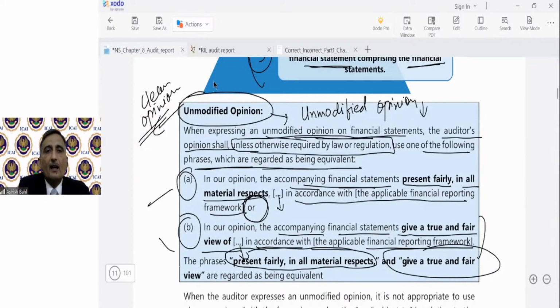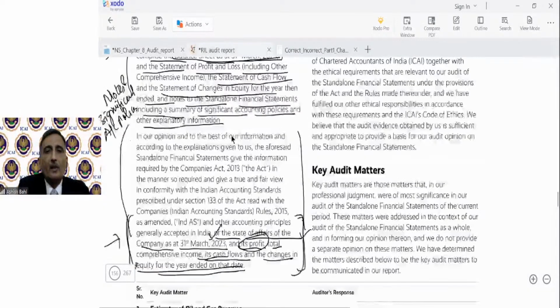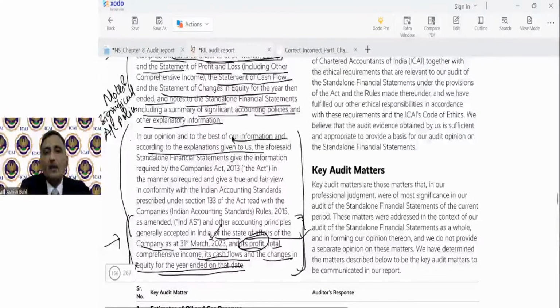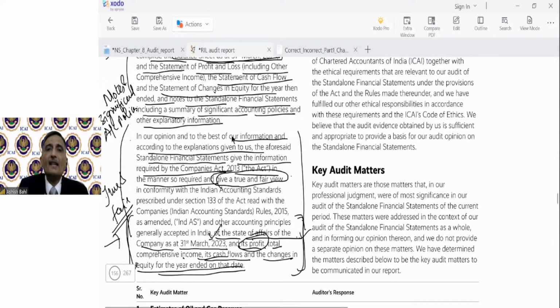Okay, so let us see our audit report. Here the auditors are saying, in our opinion and to the best of our information and explanations given to us, the aforesaid financial statements give the information required by the Companies Act in the manner so required and give a true and fair view of the state of affairs of the company and its profit. So they are using the words true and fair. It is in accordance with SA 700. So is it clear to you, students? Yes.